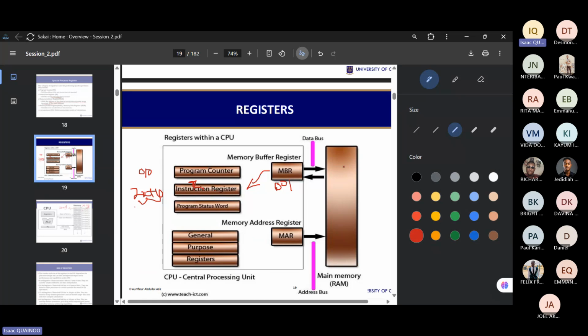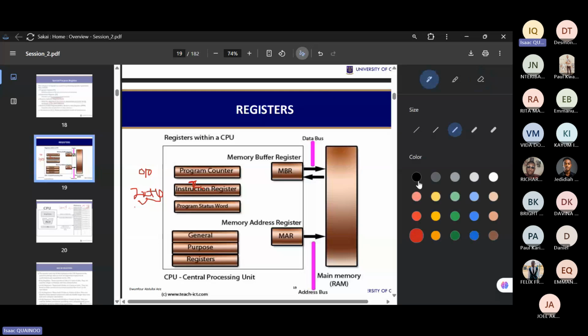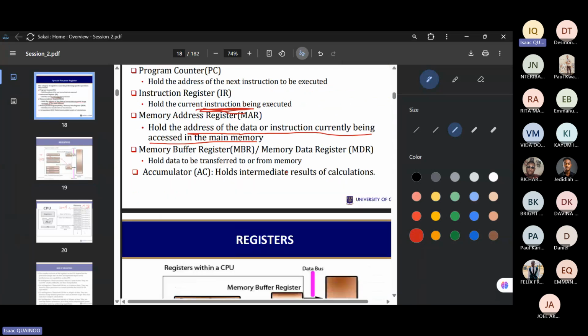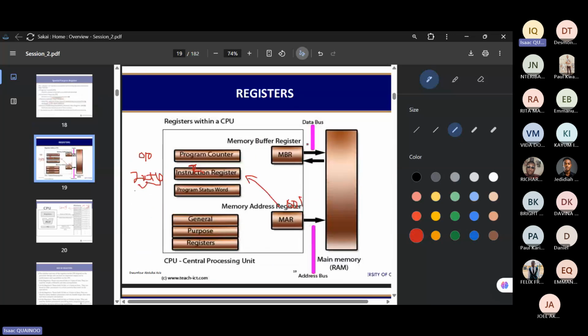Sorry, I've made a mistake here. I was initially referring to memory address register, not memory buffer register. So please forgive me. I was referring to memory address register instead as the address that stores the current location or the current address of the program or instruction that is being executed. And the memory buffer register holds data that is to be transferred to or from the memory.